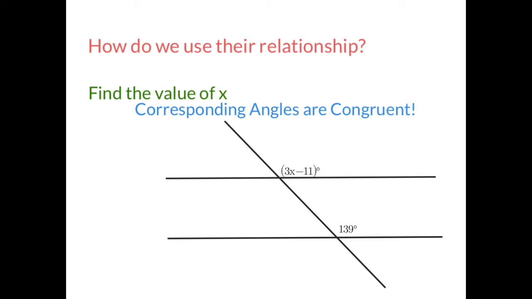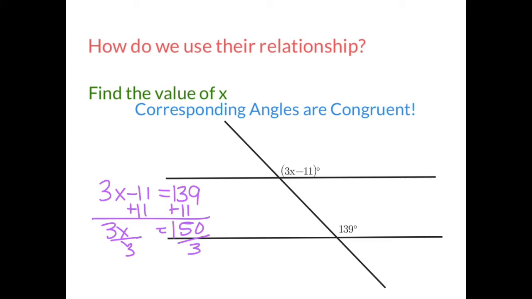So corresponding angles are congruent allows me to set up this equation: 3x minus 11 equals 139. I can go through and solve. So for this problem, it looks like x equals 50.